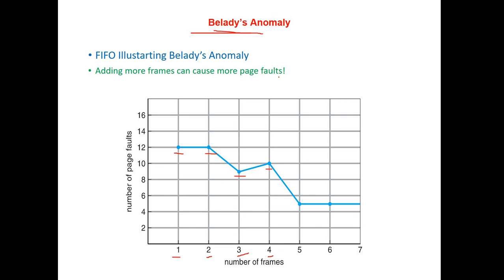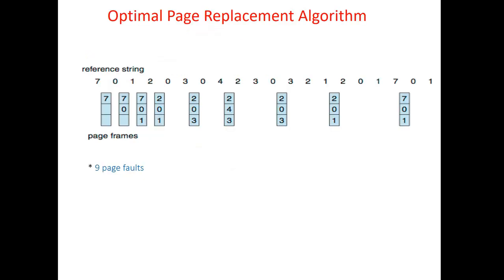Therefore, from this we can conclude that there is no guarantee in the reduction of the page faults even if we increase the number of frames in the physical memory for a process. Next page replacement algorithm is optimal page replacement algorithm. According to this algorithm, the pages required in the future are kept in mind before replacing a page in the physical memory.